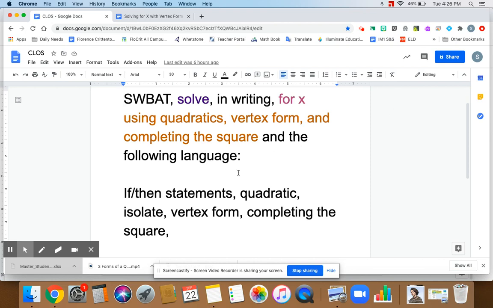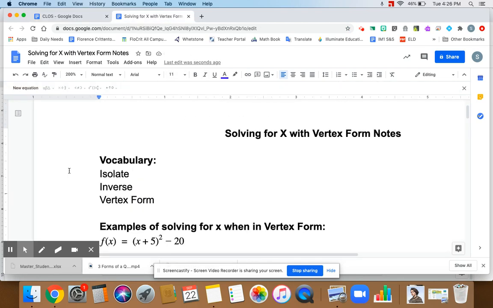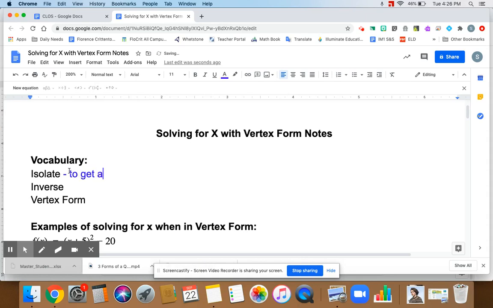All right, so to start with the vocabulary, remember quadratic means we're talking about equations where x squared is the biggest exponent. And then for the rest of the vocabulary, the word isolate means to get alone. And to remember when we're solving for x, another way to think about it is we're isolating x because we're getting it alone. Inverse is how we eliminate things or how we get rid of them.